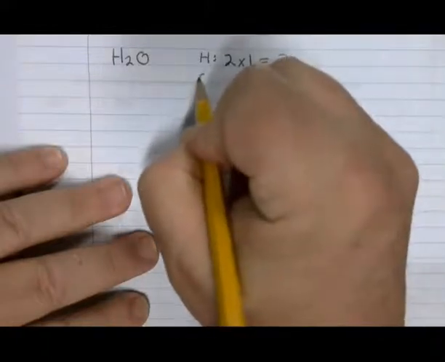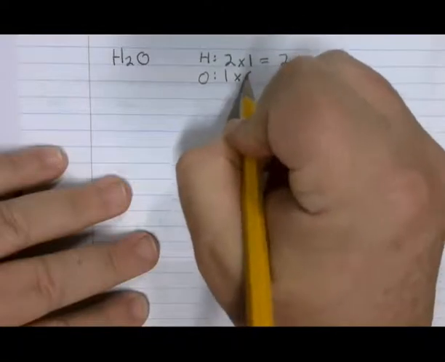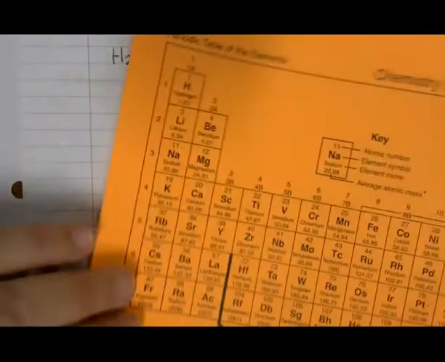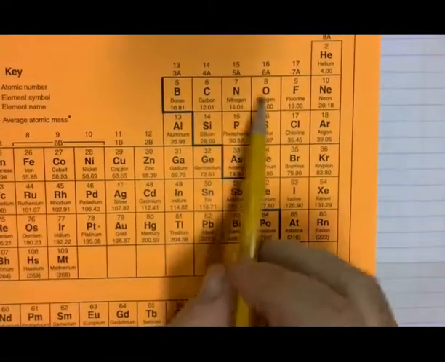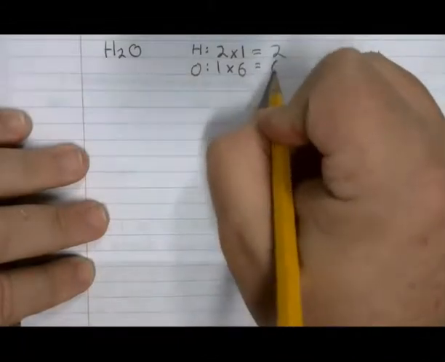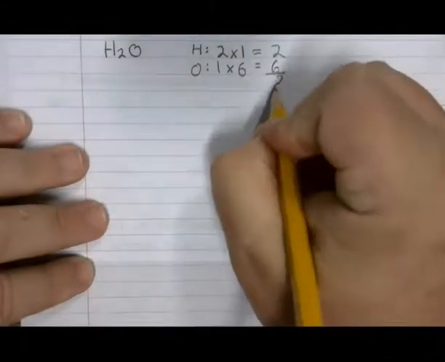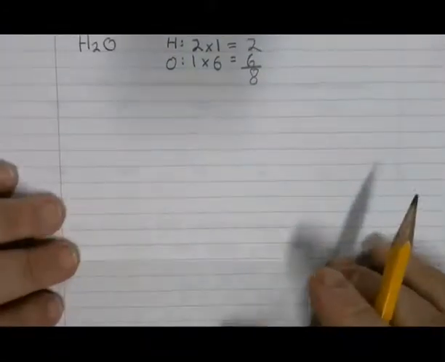And then oxygen, there's 1 oxygen atom. Each one has 6 valence electrons. And you come over here in your second row, 1, 2, 3, 4, 5, 6. 6 valence electrons. Okay, so you have a total of 2 plus 6 is 8 valence electrons. That means you have to have 8 dots on your paper when you finish drawing this.